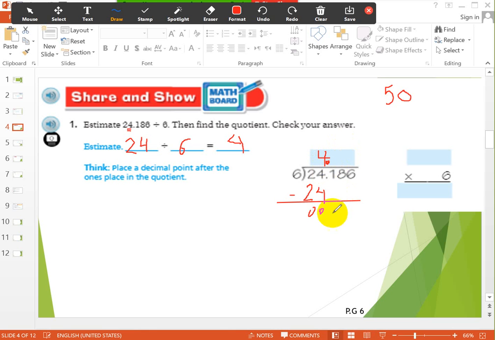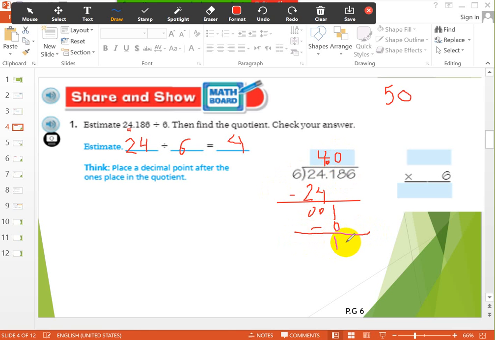Now, I will take the 1 and write it here. Can I divide 1 by 6? No. So what is the value of this digit? The value of this digit will be 0, because 0 multiplied by 6 equals 0. Okay? And if you subtract 0 from 1, the answer will be 1.